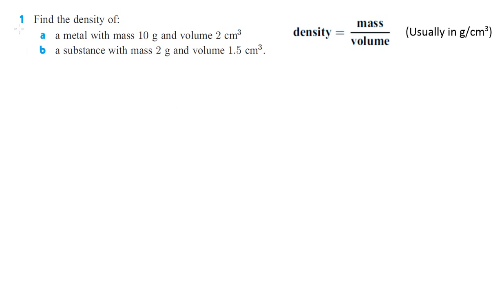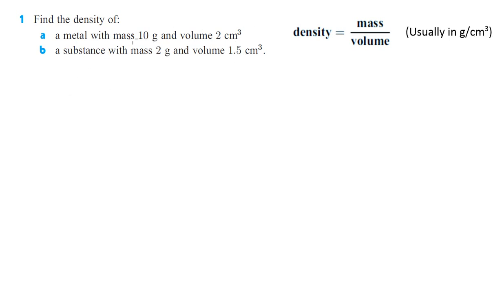All right, so number one, find the density of a metal with mass 10 grams and volume 2 centimeters cubed. Okay, so here's our density formula. It's always mass divided by volume, and it's usually found in grams per centimeters cubed. And look, this is grams and centimeters cubed.